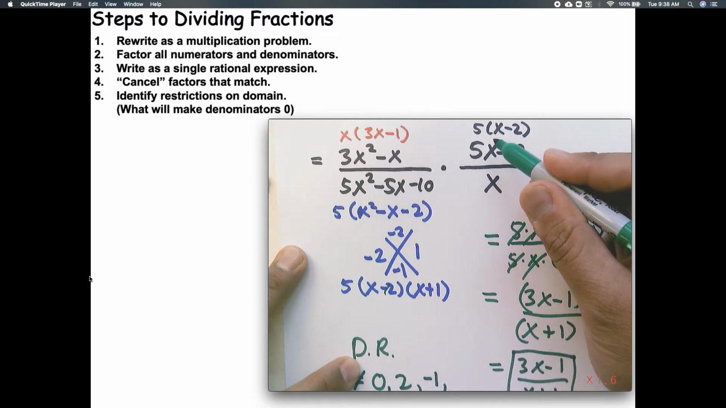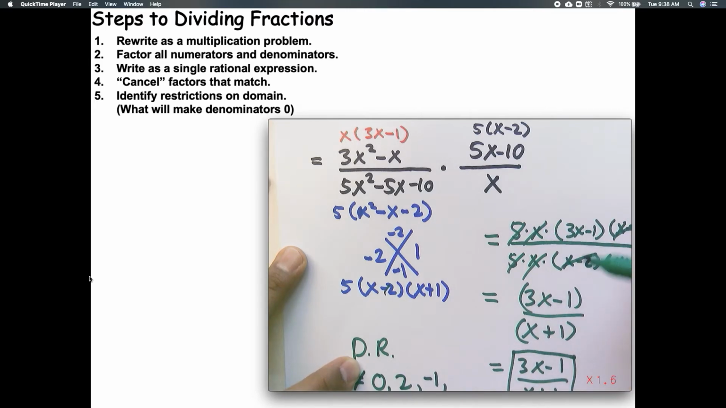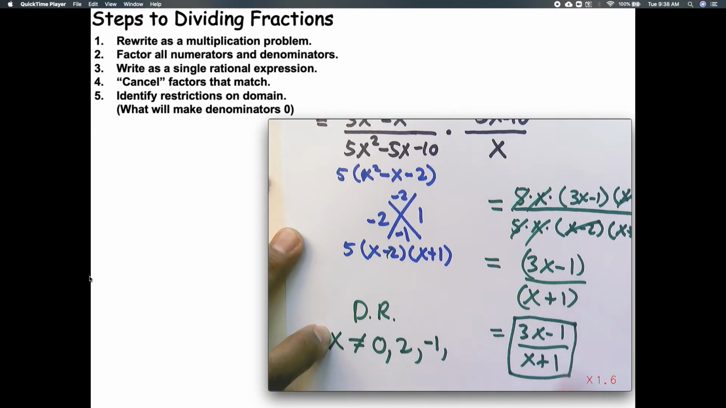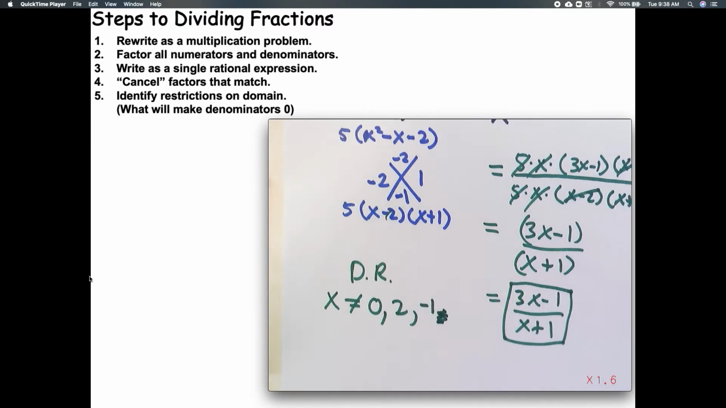And then if we look at this top part up here, 5x minus 2, so it cannot be a 2. But we already got that. So that's it. Okay. And so I don't need that part. That's our domain restrictions. So that is your answer for that one.